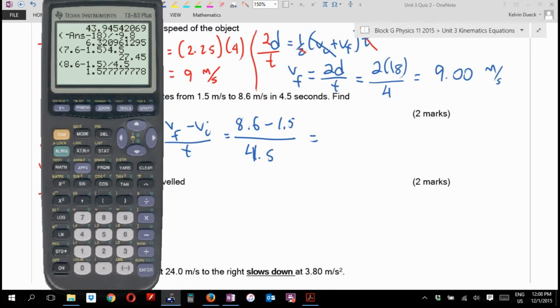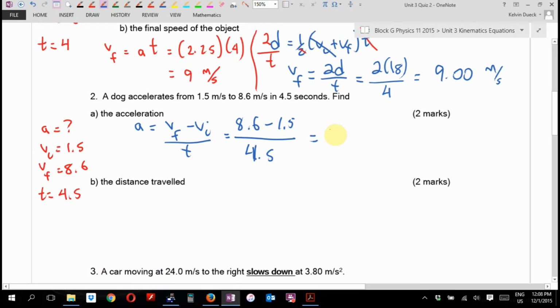I would take 1.58. I'd take a half mark off for 1.57 because I would say, wait a minute, next to the 7 is another 7. Round off properly, for Pete's sakes. So I'm going to go 1.6 meters per second squared.